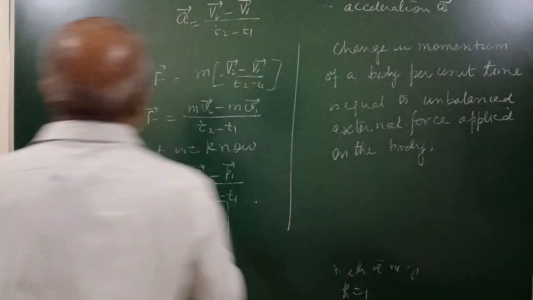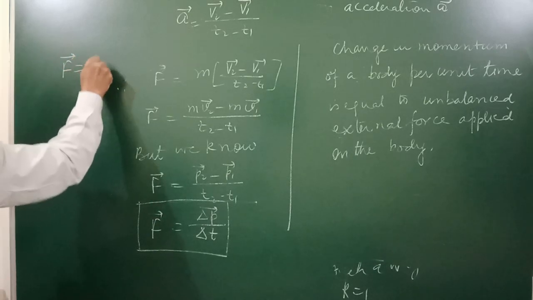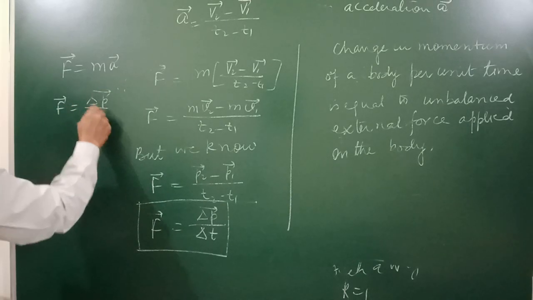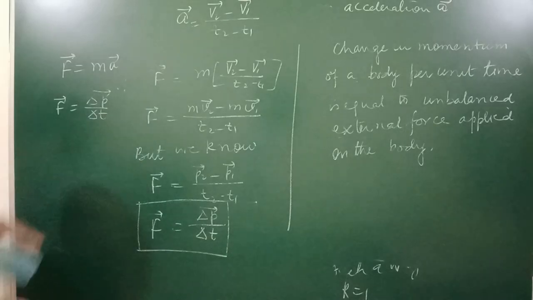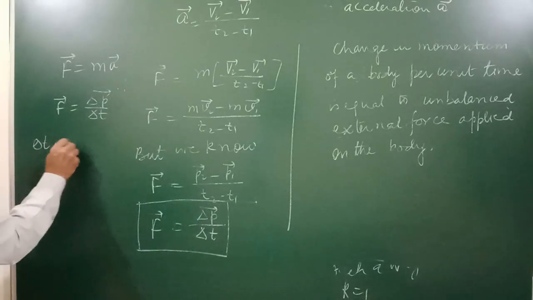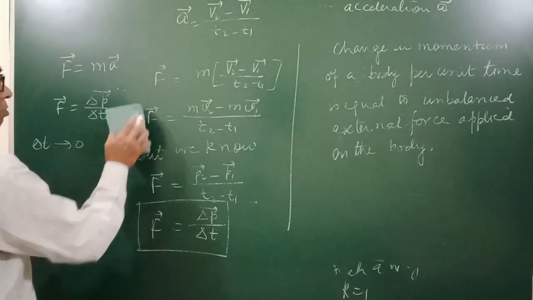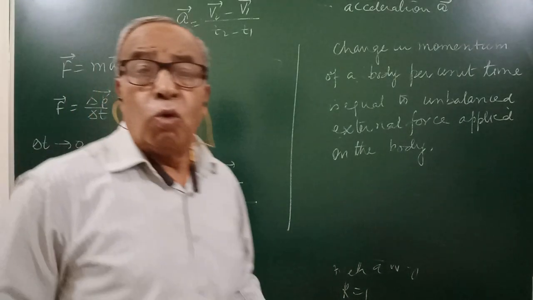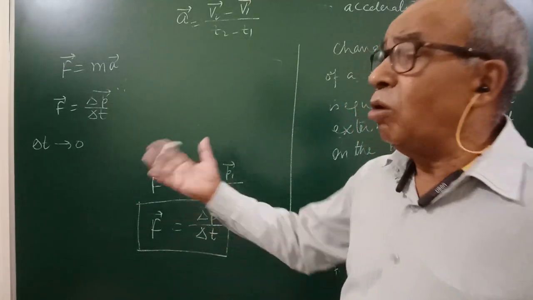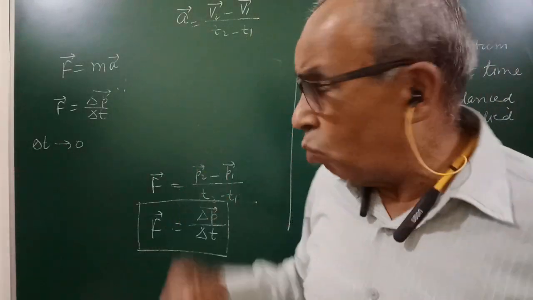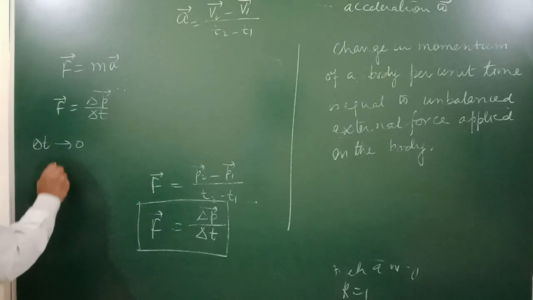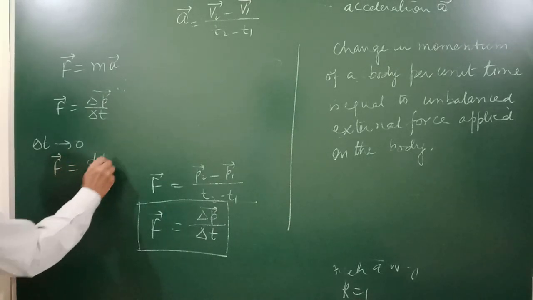The other way, we can write here vector F is equal to ma, or F is equal to delta p upon delta t. Delta p means change in momentum per t time interval. If delta t tending to 0, means delta t very small. Here is also a very great confusion, delta t tending to 0. What does it mean? It means a small interval with respect to some large interval of time, not zero. I will explain it somewhere else also. Then F is written as dp over dt.